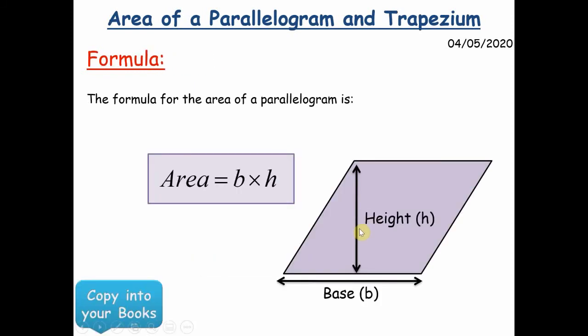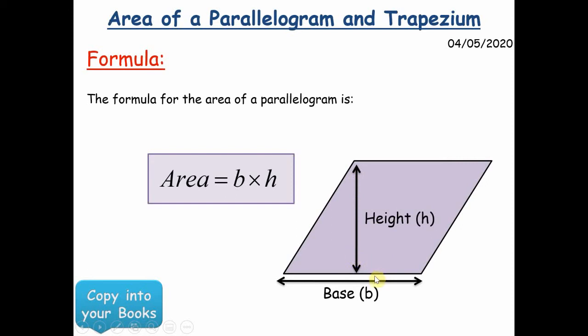So in short, to find the area of any parallelogram, we multiply the base by the perpendicular height. Okay, we're not talking about this height here, this slanted height, just the perpendicular height. In other words, the height which is at 90 degrees to the base.